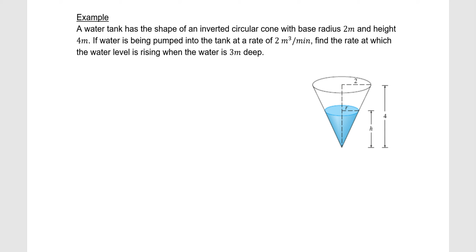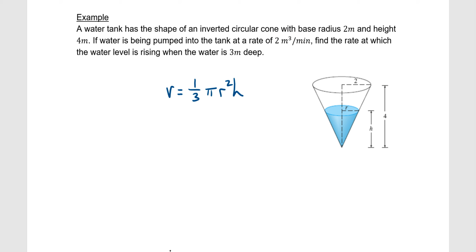So maybe let's start here with the formula. We know that we're going to be dealing with volume, for two reasons. One, because we have this cubic rate here, meters cubed. Also, if water is going into it like this, we can see that it's volume because it's 3 dimensions. And the volume of this shape is 1/3 pi r squared times h.